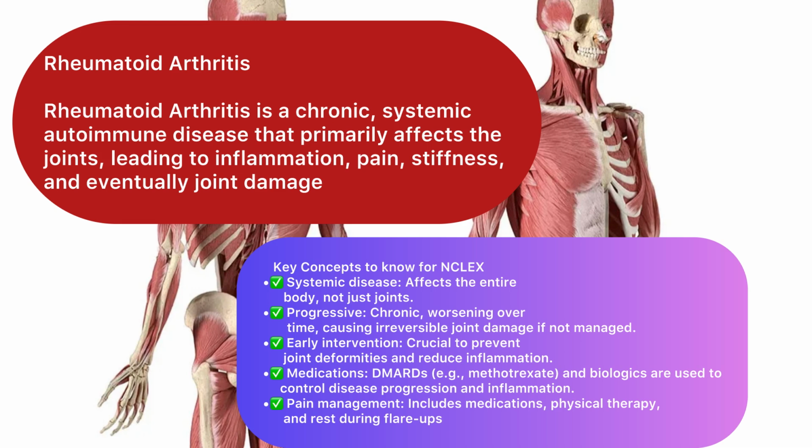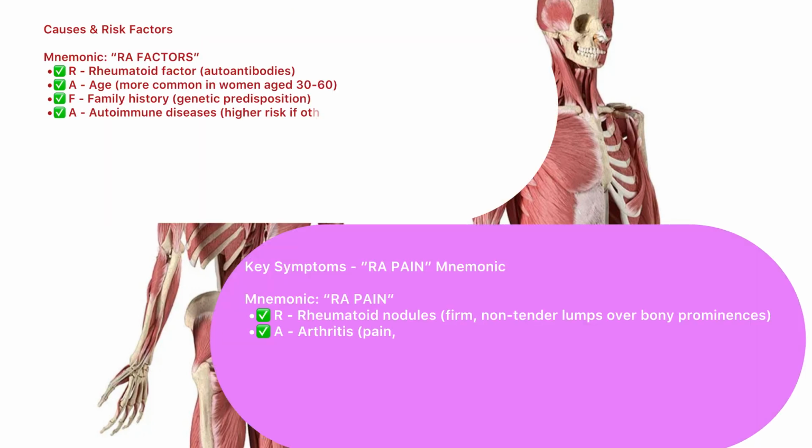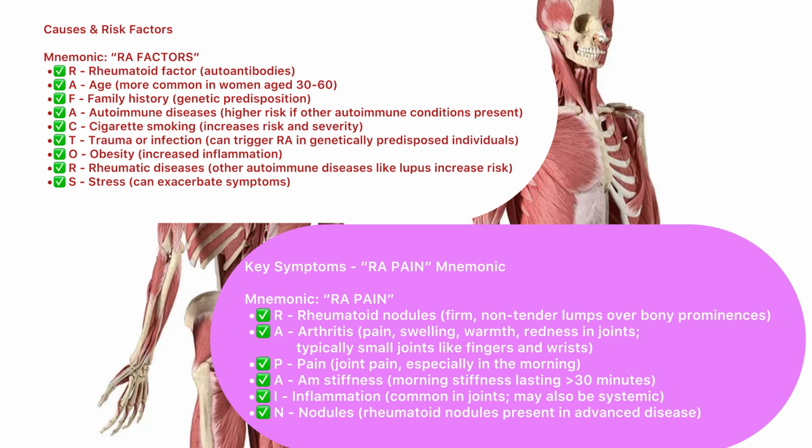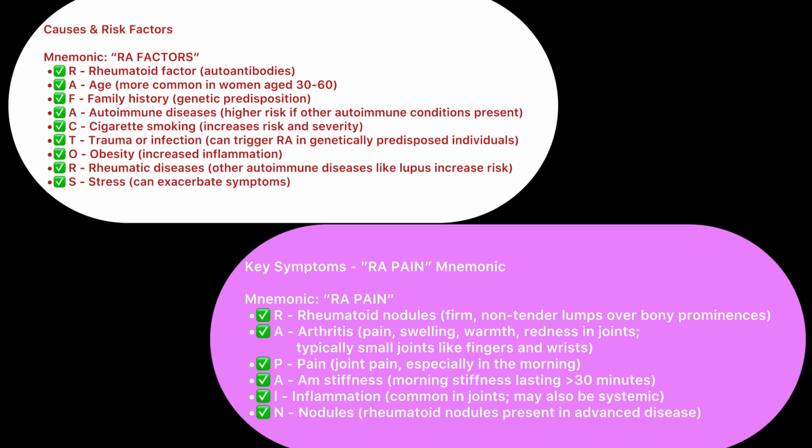RA is a chronic systemic autoimmune disease that primarily affects the joints, leading to inflammation, pain, stiffness, and eventually joint damage. The causes or risk factors of RA are rheumatoid factor, age, family history, autoimmune diseases, cigarette smoking, trauma, infection, obesity, rheumatic disease, and stress.